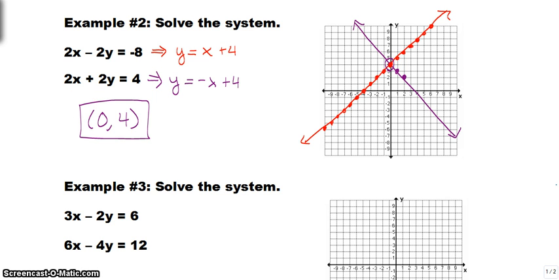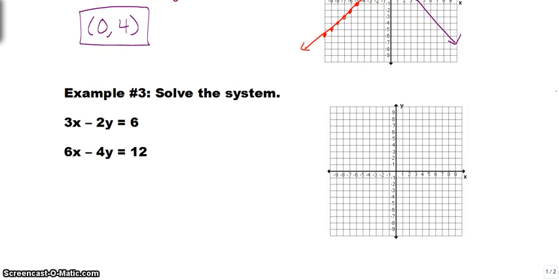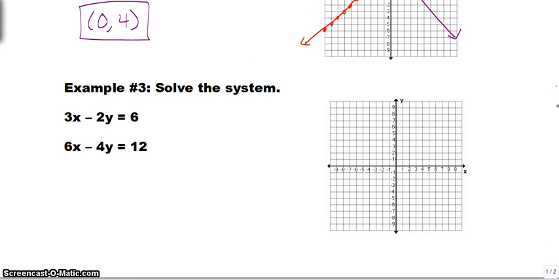Alright, so moving on to our next example. I'm going to start by solving my first equation for y. So I get y equals 3 over 2 x minus 3. So if I start down here at negative 3, my slope is 3 over 2, so that means I'm going to count up 3 and over 2 to get my points. And again, I'm going to put as many on the coordinate plane as I can fit.